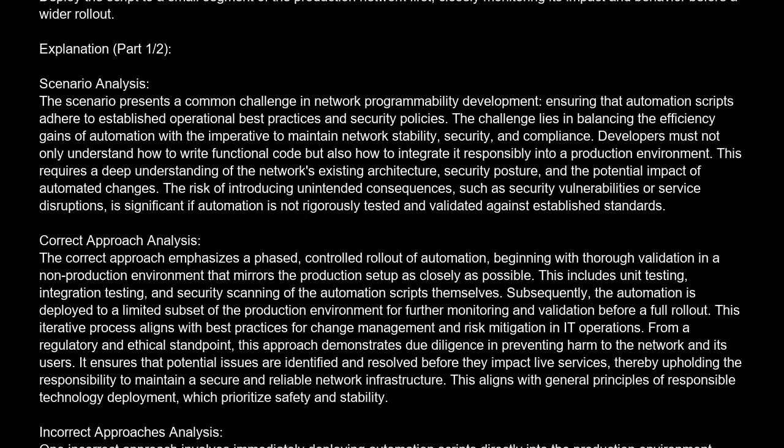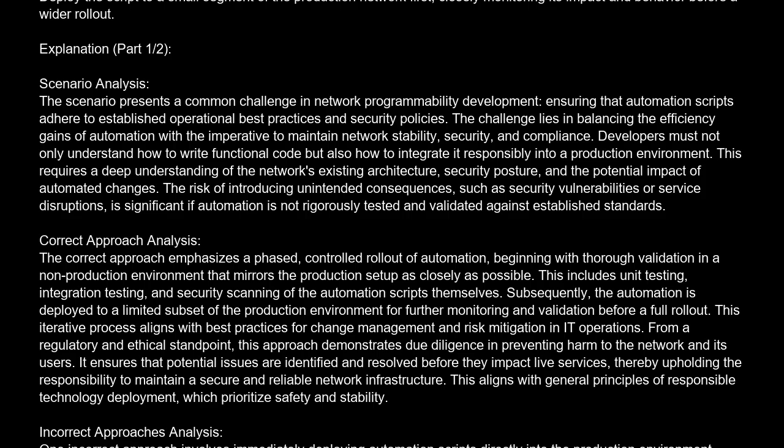From a regulatory and ethical standpoint, this approach demonstrates due diligence in preventing harm to the network and its users. It ensures that potential issues are identified and resolved before they impact live services, thereby upholding the responsibility to maintain a secure and reliable network infrastructure. This aligns with general principles of responsible technology deployment, which prioritize safety and stability.